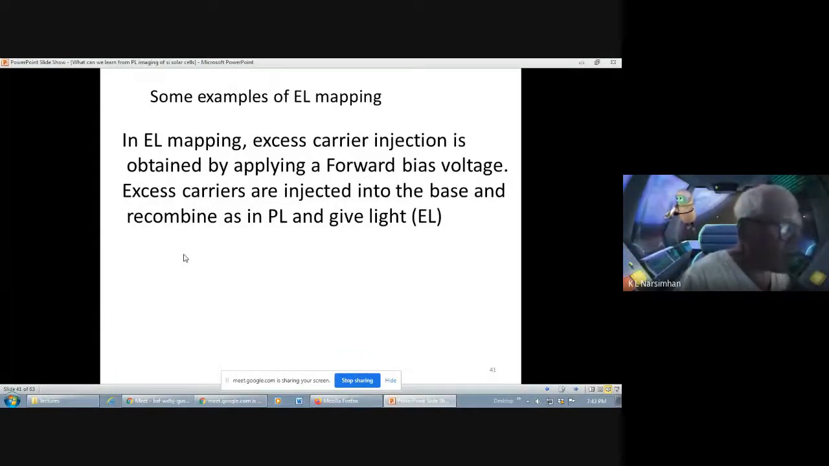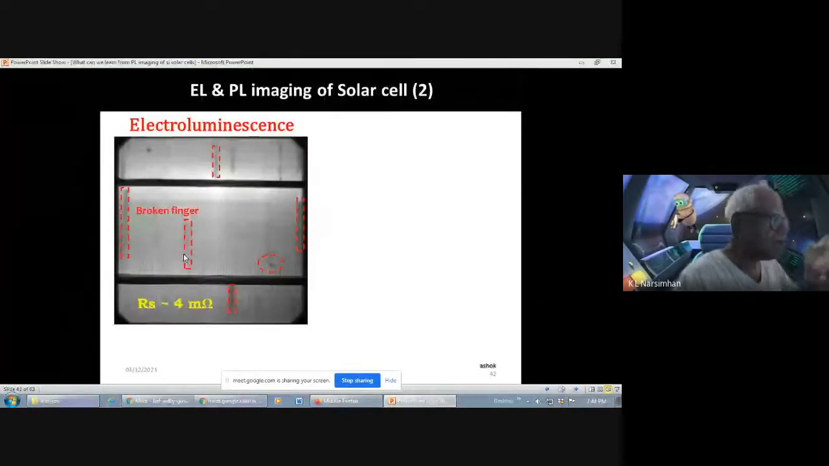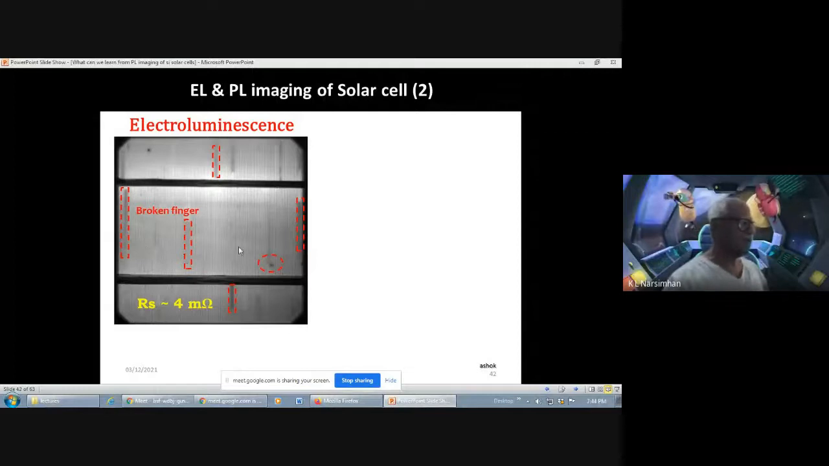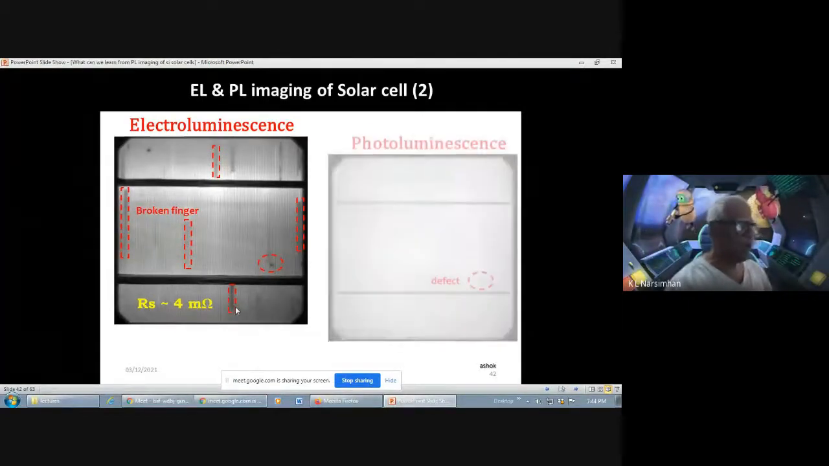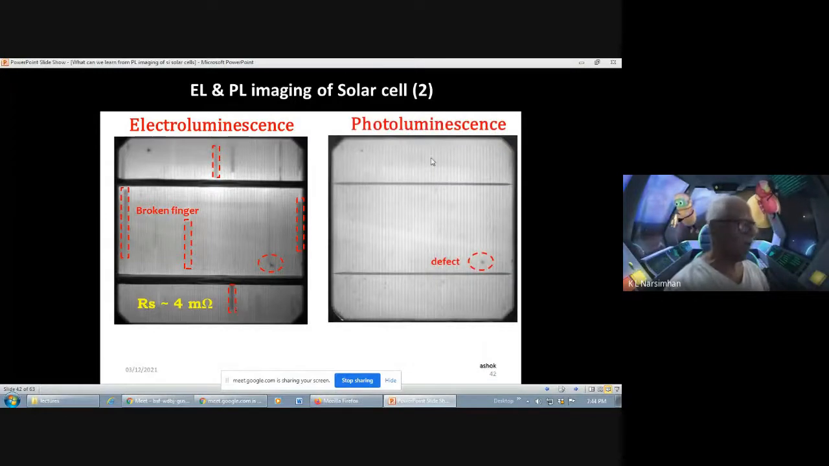It is to do electroluminescence, which means you bias it in the dark, and in the dark you inject minority carriers, electrons, into the p-type. These electrons will recombine with holes, and you will get essentially the same kind of images. Here is an electroluminescence image. I took the cell and forward biased it, and of course I get luminescence. But there are some rectangular regions. And if I now do a photoluminescence of the same sample, I don't see these rectangles.